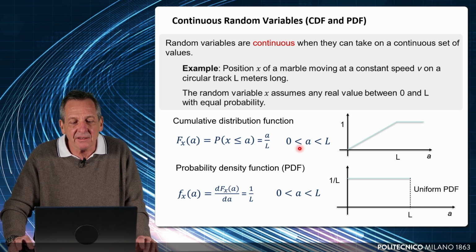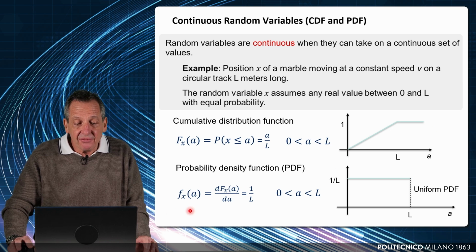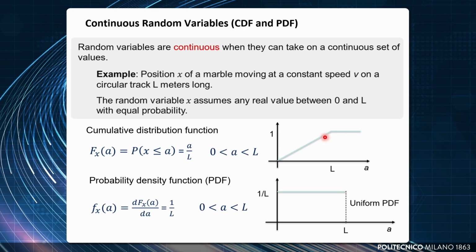And it is within the interval, of course, 0, capital L. That is, the cumulative distribution function is just a linear ramp here going from 0 at a equals 0 up to 1 at a equal L, and then stays constant at 1. The probability density function is just the first derivative of this one. And so it is a constant between 0 and capital L, and the level of this constant is the slope of this line here, that is 1 over L.